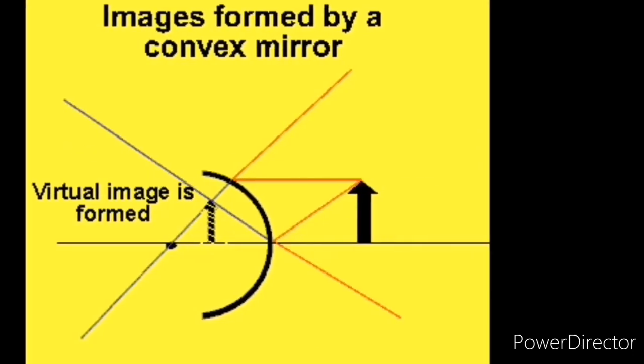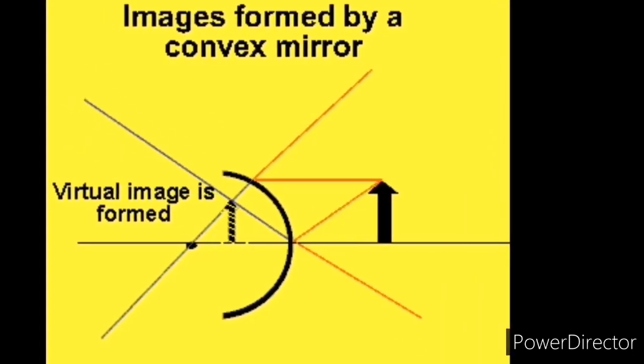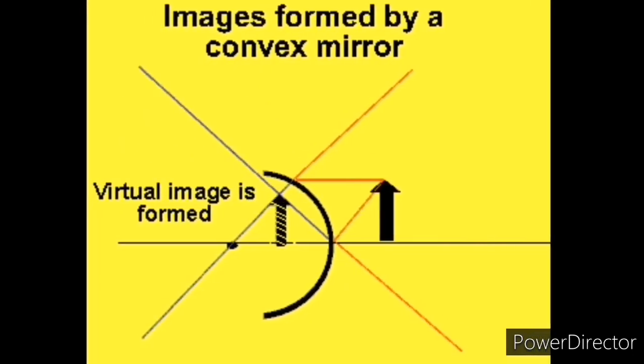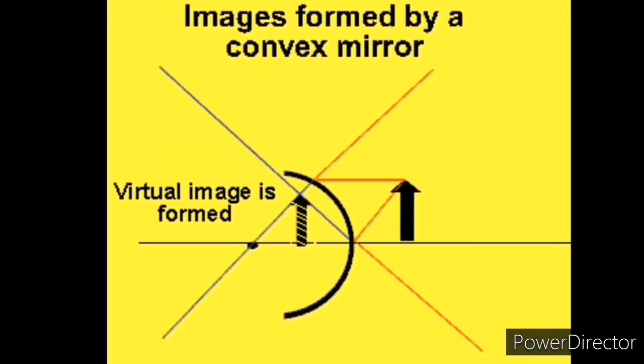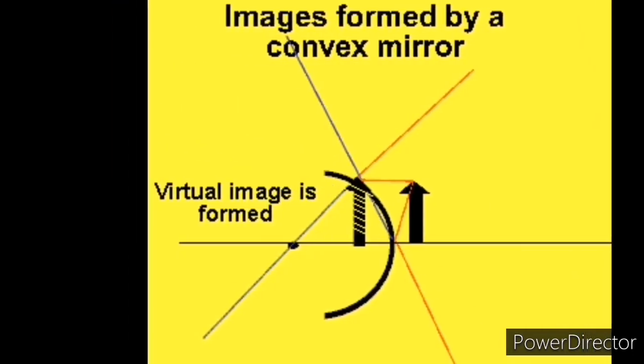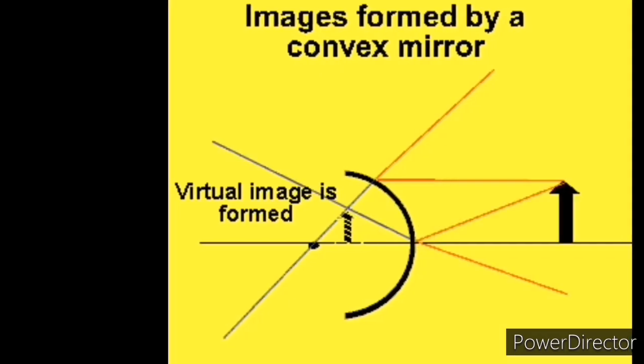Virtual images. A virtual image is an image in which the outgoing rays from an object do not meet at a point. It will appear to meet at a point in or behind the optical device, but the rays do not actually meet after the reflection from a mirror. A plane mirror always forms virtual images.